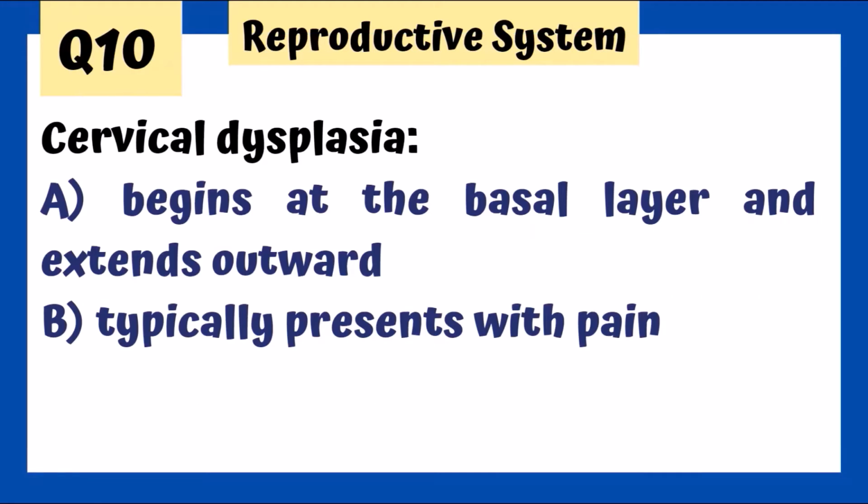Cervical dysplasia begins at the basal layer and extends outward. Absolutely. Typically presents with pain. No, it does not. That's why you need to check all the time to make sure that the woman doesn't have it, because she's not going to feel it. It may present as abnormal vaginal bleeding, especially postcoital, but it is going to be generally asymptomatic.